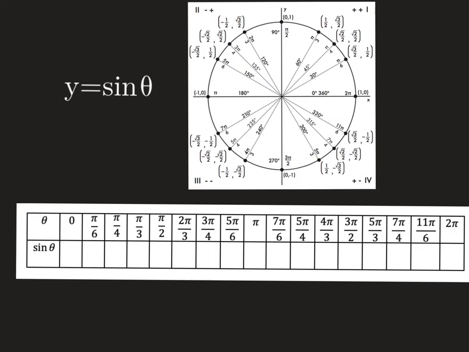Okay, so let's look at the parent function. So we're going to call this a parent function. And this is the parent function for all sine graphs. And our parent function is y equals sine of theta. That could say sine of x. Theta is just typically the notation we use for angles when we don't know the angles. And I've put a unit circle here, and you have one on your notes just to reference, because everything is based off of the unit circle. So the values that we get for the graph are all based off of the unit circle.